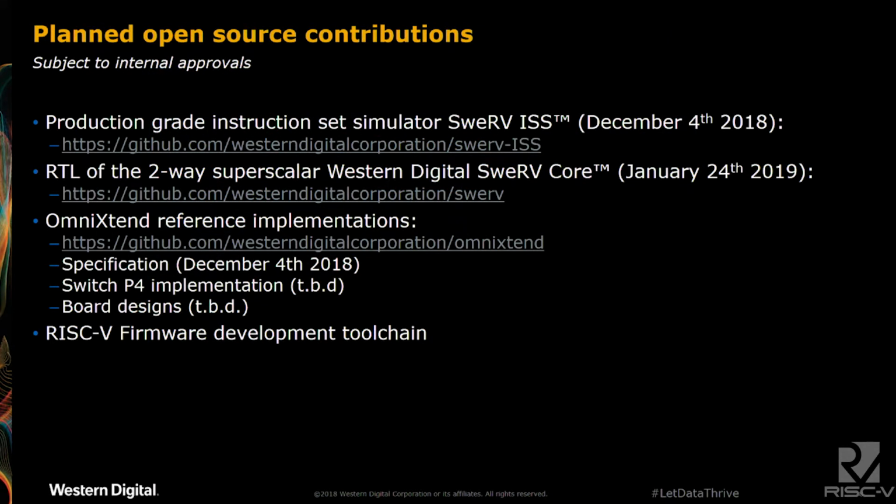And in terms of what our planned open source contributions are, and now with added links as well. So today we have released our Swerve ISS instruction set simulator. The link is Western Digital Corporation on the GitHub. Then for January of next year, we are planning to release the RTL of our two-way superscalar 9-stage Swerve core, and Robert is going to introduce it in a couple of minutes. And our reference implementations for the OmniExtend specification and the bitstream are actually already on the GitHub starting today.